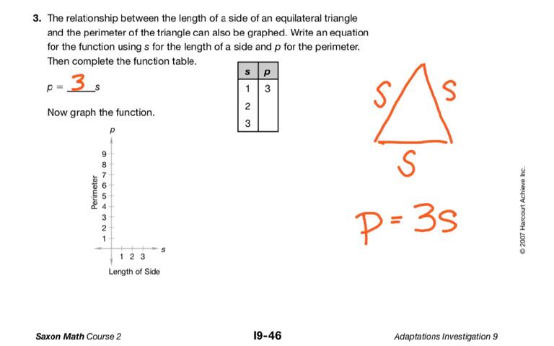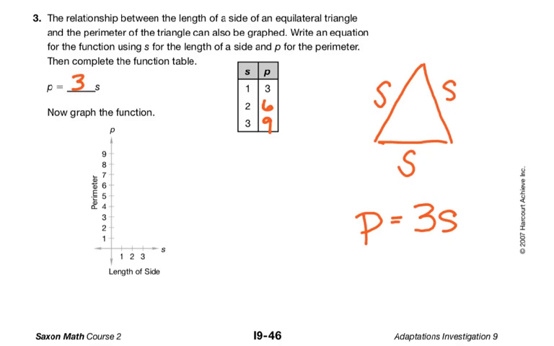So if I have a side of 1, my perimeter would be 3. 1, 3. If I have a side of 2, well, 2 times 3 is 6. So then 6 would be my perimeter. If I have a side of 3, 3 times 3 is 9. So then 9 would be my perimeter. So now that we have our coordinates, we can come over here and we can graph it.